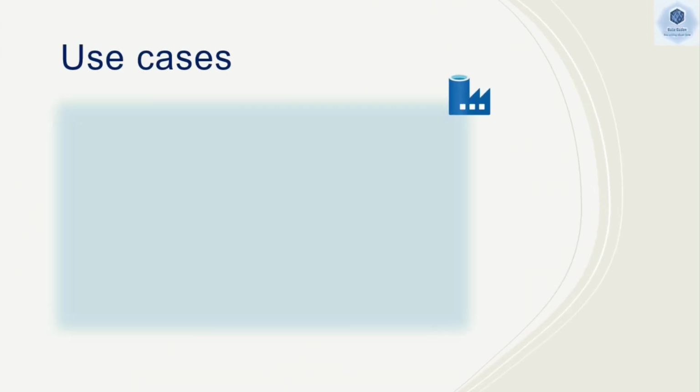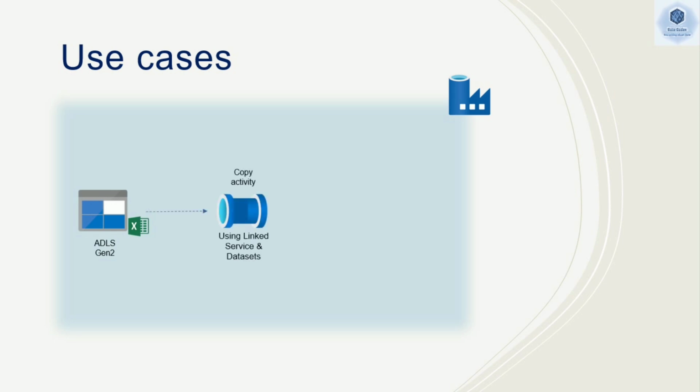Let us walk through the demonstration that we are going to perform. We have Excel files in an ADLS Gen2 account. We are going to move those files to Azure Blob Storage with the help of a pipeline copy activity. We are going to create the linked service and the dataset with the help of service principal authentication. Let us get into the Azure portal and start our live demonstration.